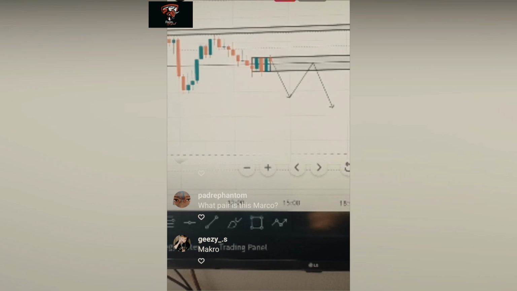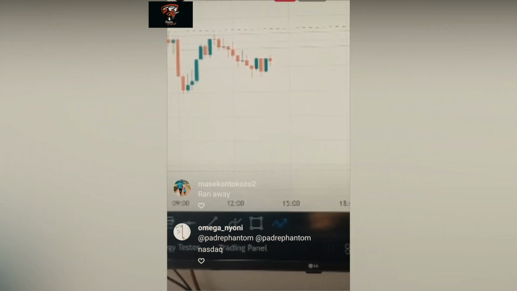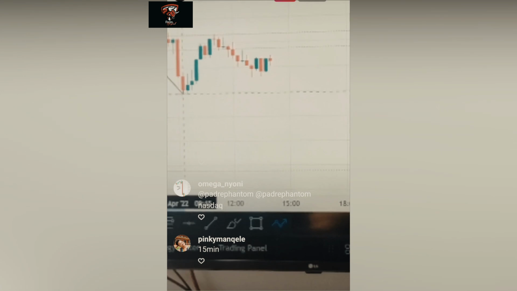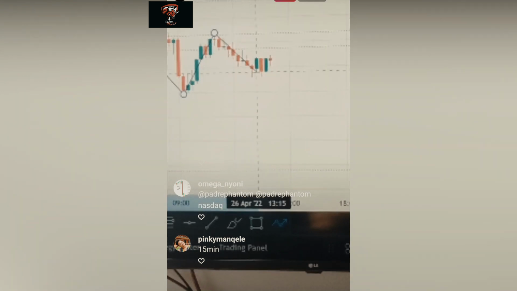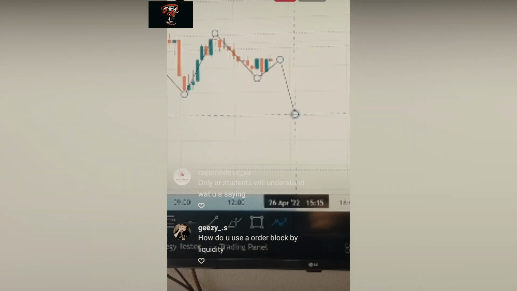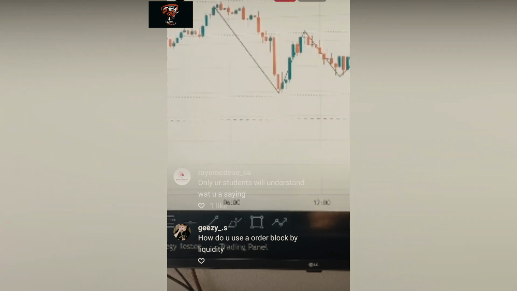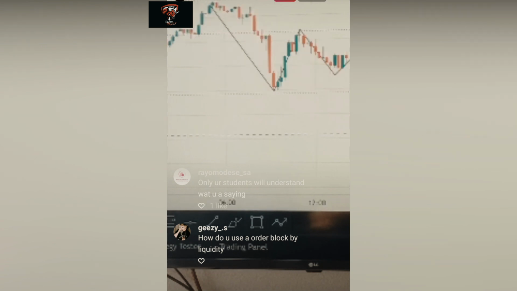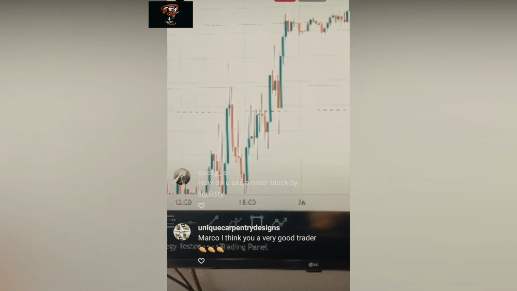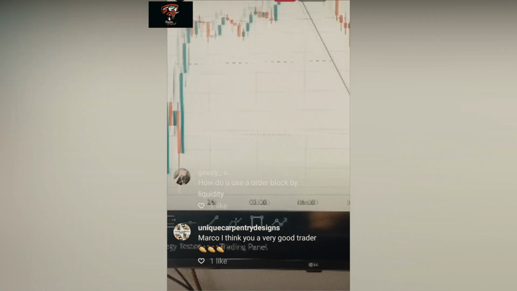But regardless, that's why I say, guys, structure is king. Structure is king. But can people not see that this is literally how the market works?